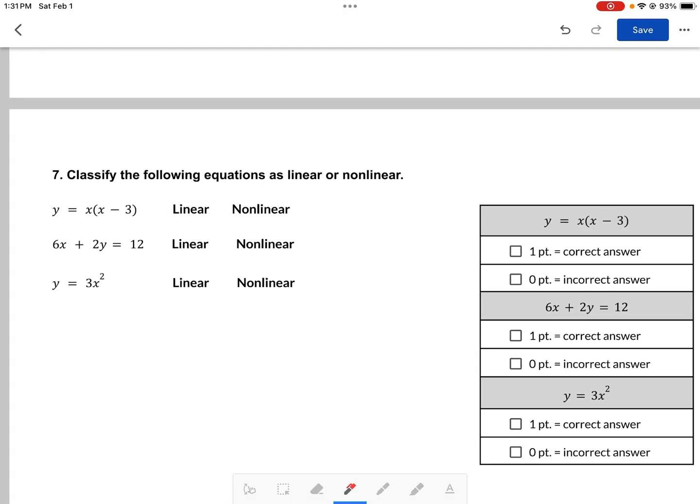I didn't change their size or shape, so they are congruent. Okay, lastly, it says classify the following equations as linear or nonlinear. Remember my rules, no exponents. They're not my rules. I say that like I own them. They're definitely not my rules. They're just the general rules for linear equations: no exponents, y equals mx plus b, and no x in the denominator.